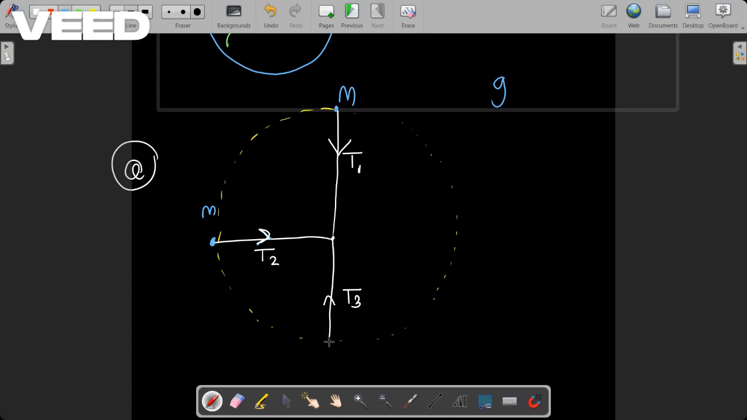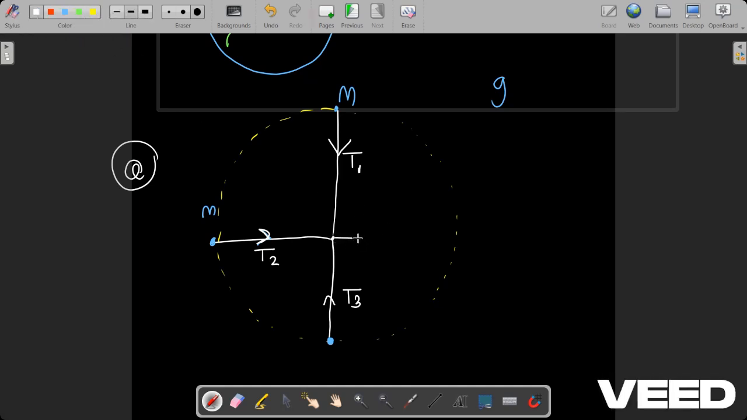Object is M, right? And over here again, tension is this on the object. Still the mass is there, right? Now remember, gravity is always towards this, right?